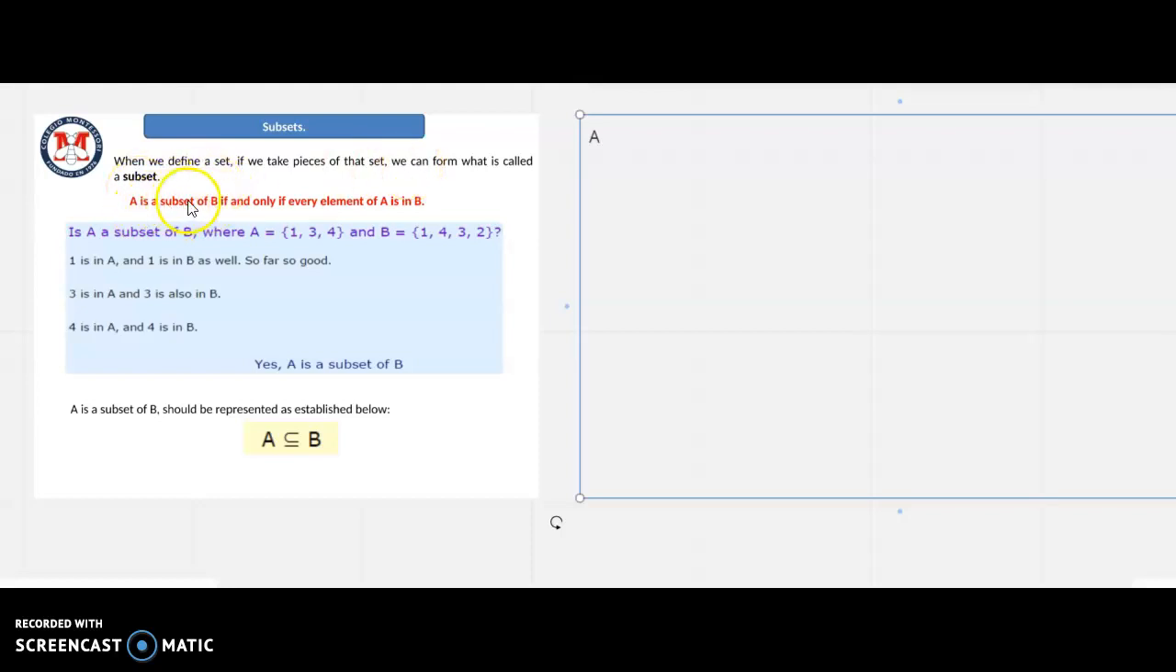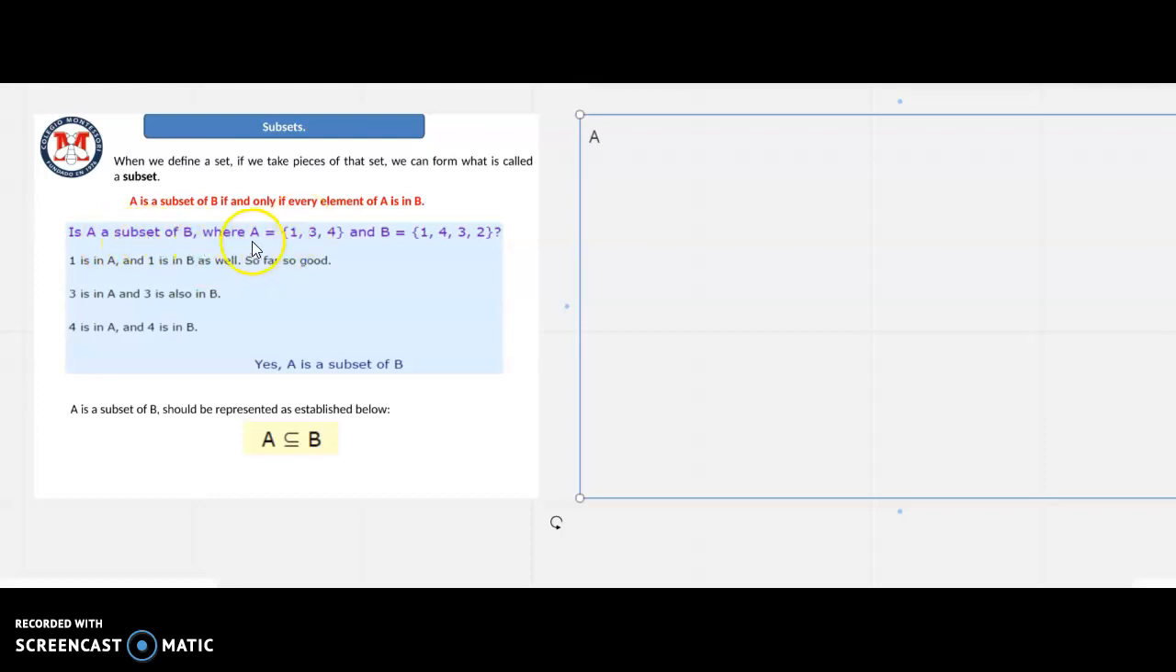So A is a subset of B if and only if every element of A is in B. So the elements of a subset must be included in the general set. So here we have a question that says, is A a subset of B where A equals {1, 3, 4}, and B is {1, 4, 3, 2}. So the question is, is A a subset of B?